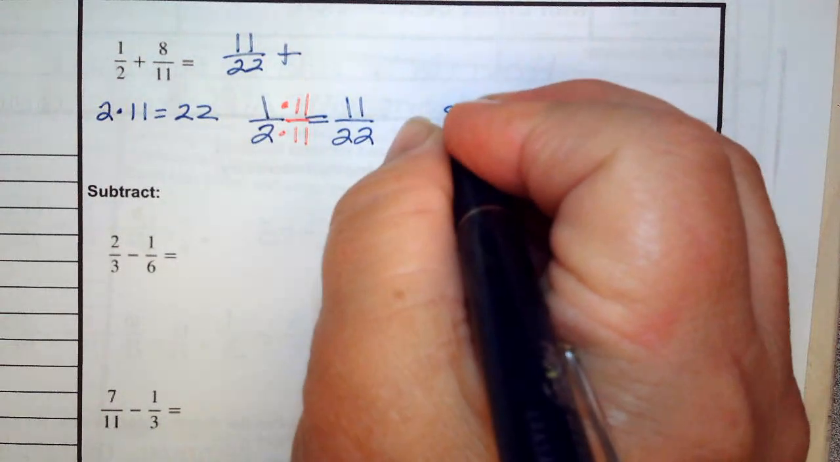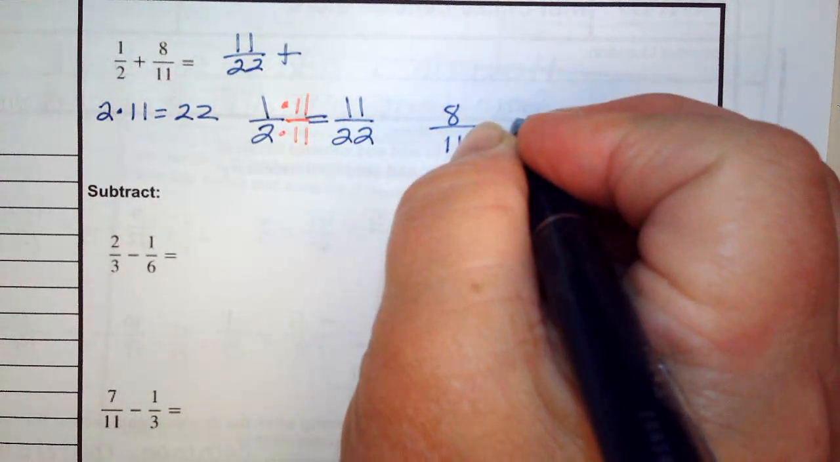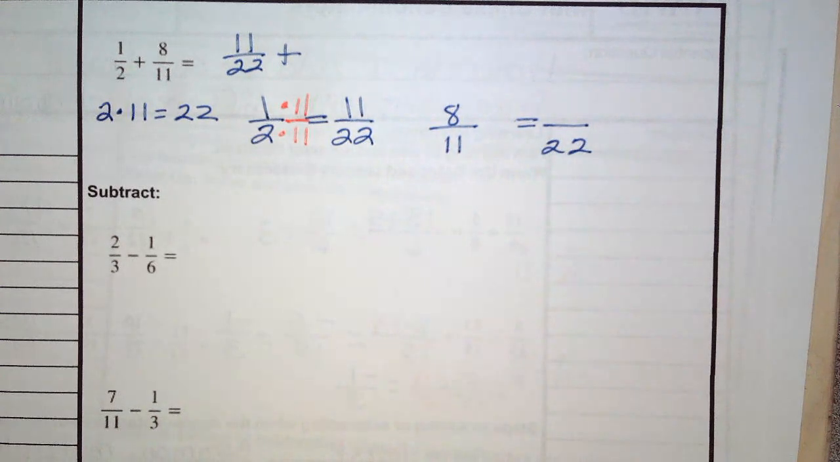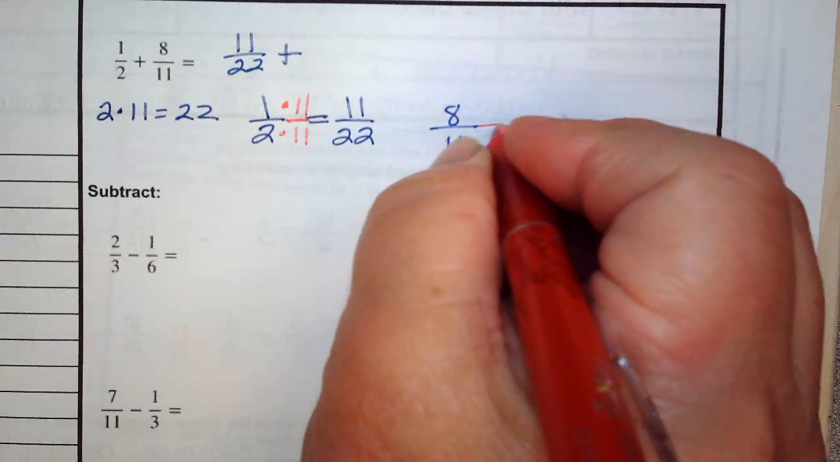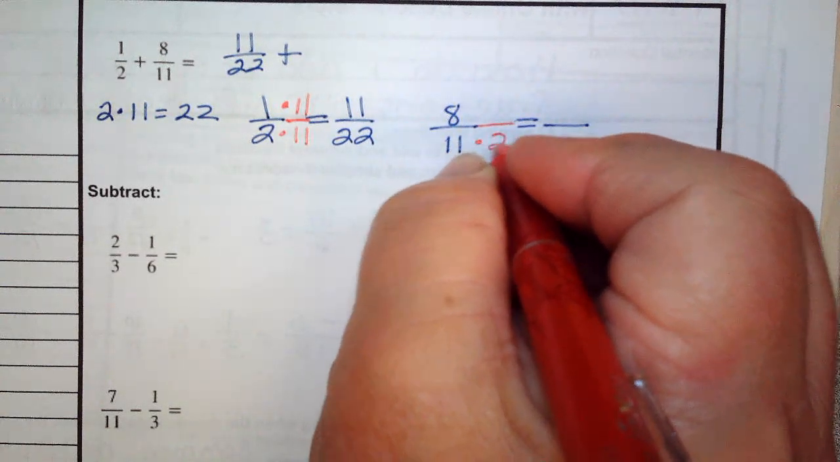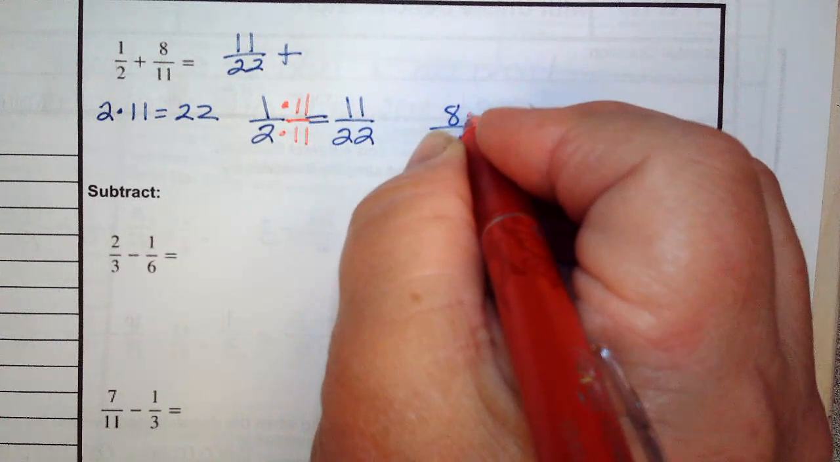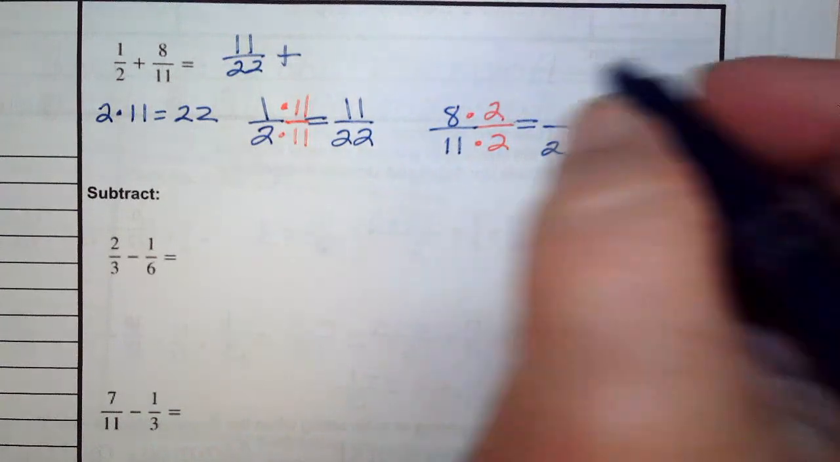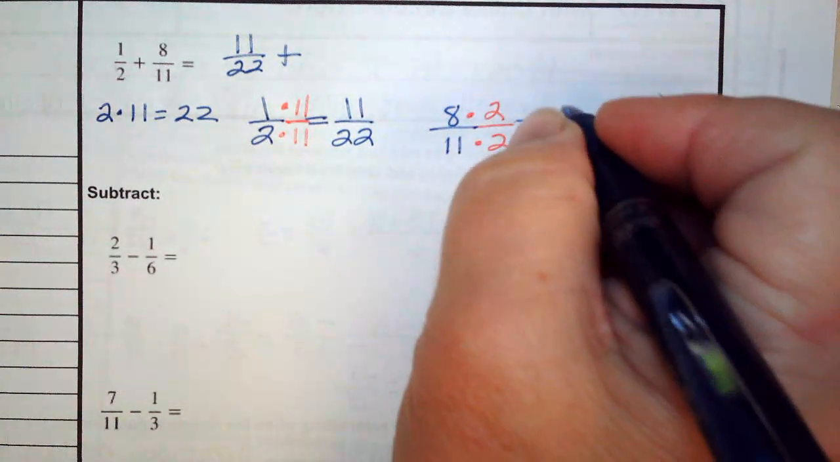Okay, 8 divided by 11 is equal to what over 22? Once again, what do I multiply 11 by to get 22? I multiply it by 2. I multiply 8 by 2 also. So I'm multiplying by one that looks really funny. 8 times 2 is 16.